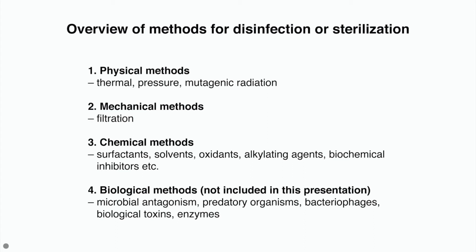Biological control methods, which will not be covered further in this lecture, include the use of organisms that prey on microorganisms, introduction of microorganisms that antagonize undesirable microorganisms, introduction of viruses that target undesirable microorganisms, or the introduction of enzymes or biological toxins with antimicrobial activity.